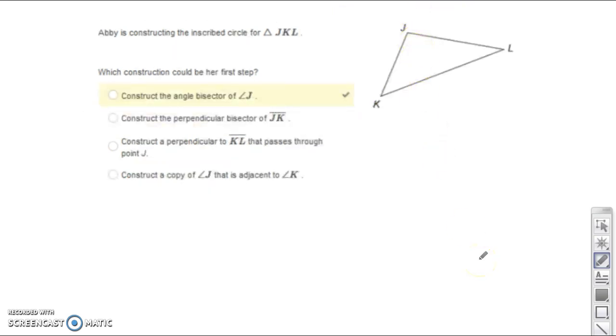All right, this time Abby is constructing an inscribed circle for triangle JKL. Which construction would be her first step? So now we're trying to create that circle on the inside. This is going to be a really rough circle, but we're trying to create that inscribed circle.